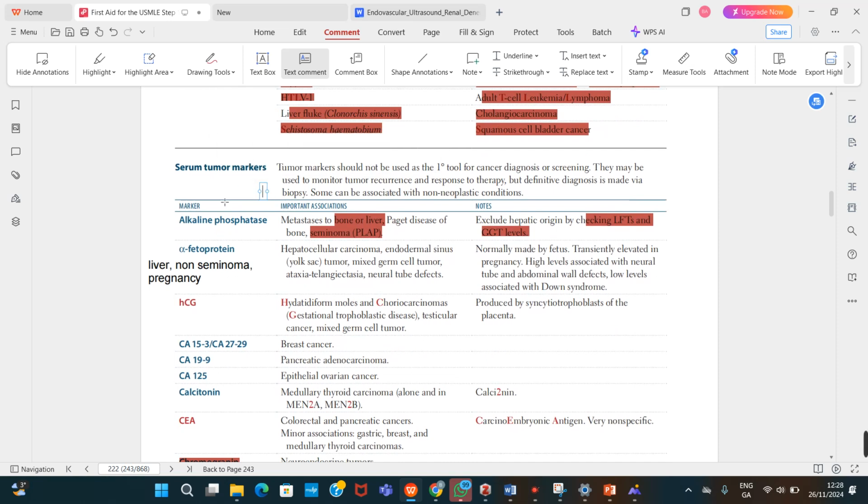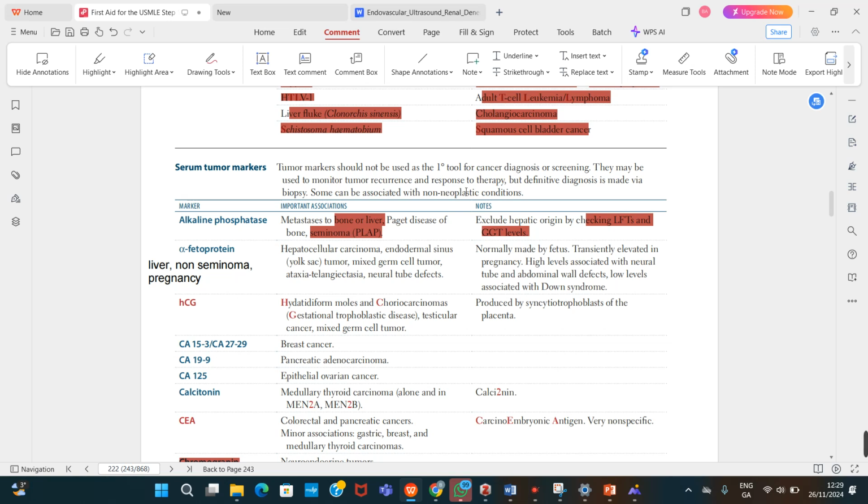So moving on to the serum tumor markers. These are not used for primary tumor diagnosis. So you can't say that this is a mass, it's likely to be liver cancer, let's go and screen for AFP. You don't do that. They are not used in diagnosis or screening.